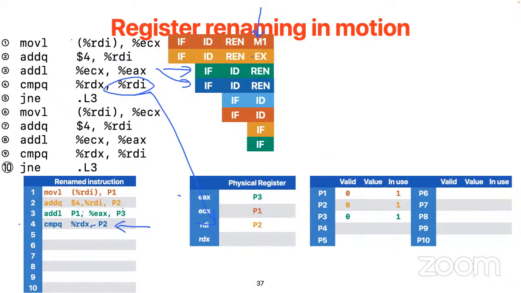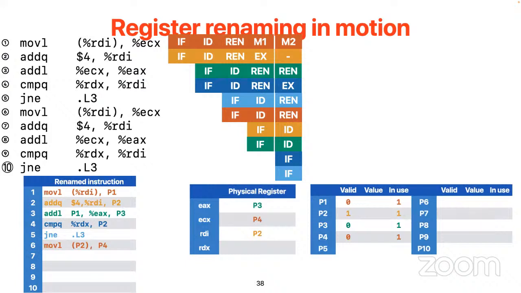Now for the next cycle, you can imagine that for P2, if you have perfect data forwarding, it should be able to be used by the fourth instruction. So let's see what happens. Indeed, because we have P2 ready, anyone who depends on P2 can be put into execution. That's why the fourth instruction, which originally had to stall for one more cycle, can now be put into execution. And the addl instruction is still depending on P3, which is not generated yet, so we have to stall this instruction.